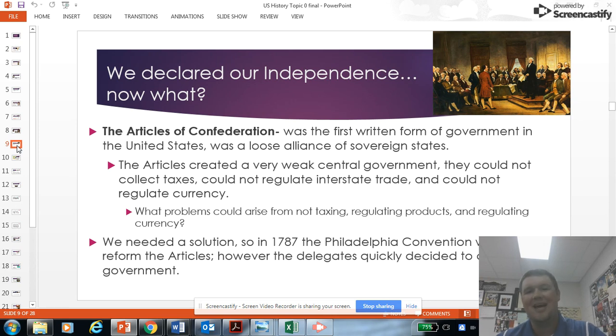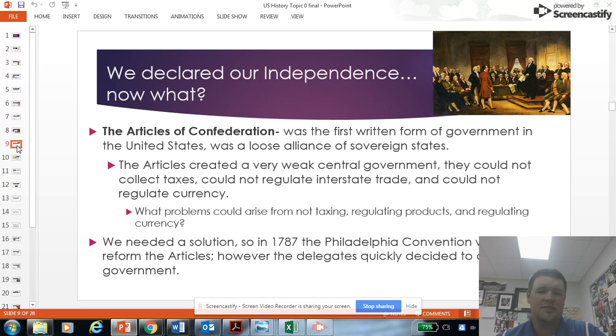So without the ability to tax, a lot of those Revolutionary War soldiers that were promised financial support during the war were never paid, or were paid a fraction of what they were promised because the federal government didn't have money to pay them. And also, they couldn't regulate currency, which means if you went from one state to another, you had to change your currency. So a lot of problems here, a lot of issues. The colonists realize there's all these issues with it.